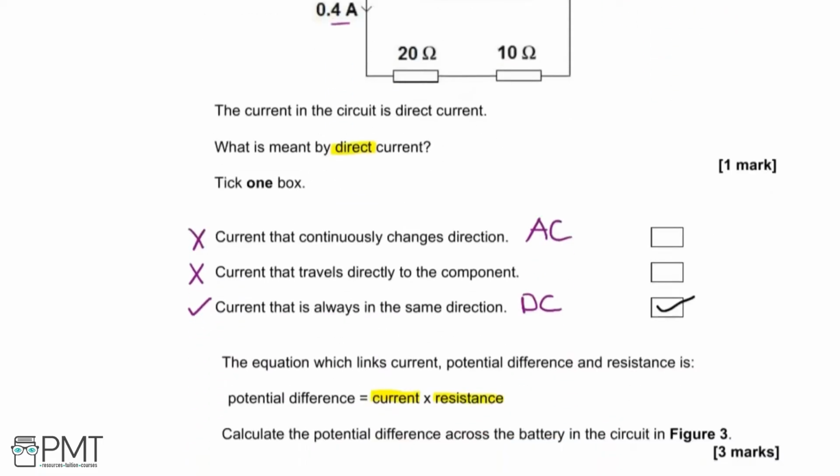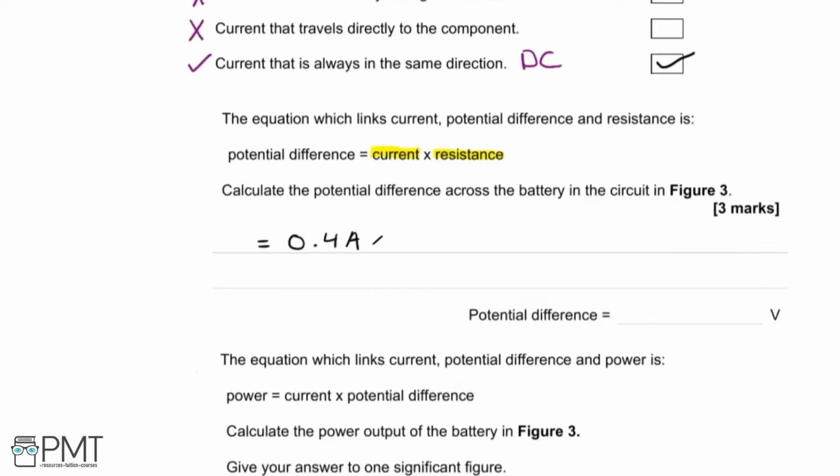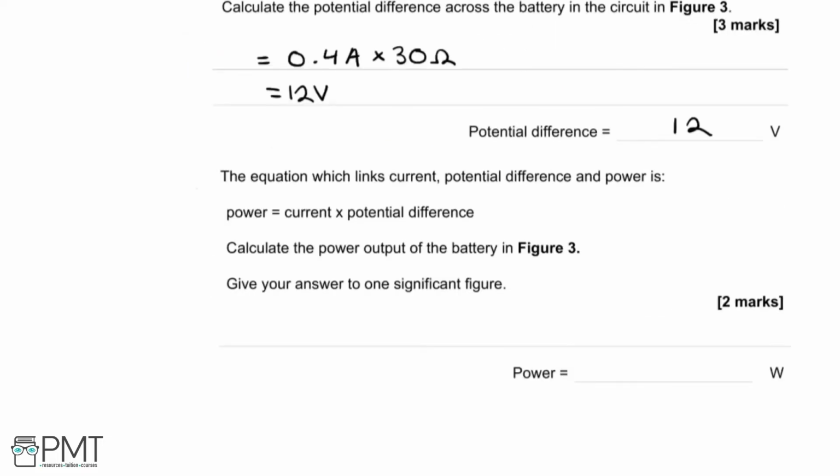We can put these values back into our equation to find potential difference. 0.4 amps times 30 ohms equals 12 volts. The equation which links current, potential difference and power is power equals current times potential difference. Calculate the power output of the battery in figure 3. Give your answer to one significant figure.